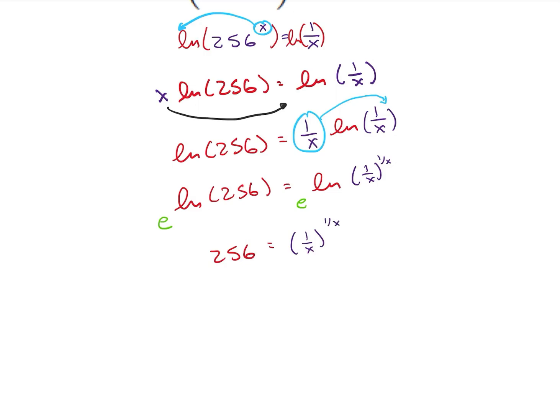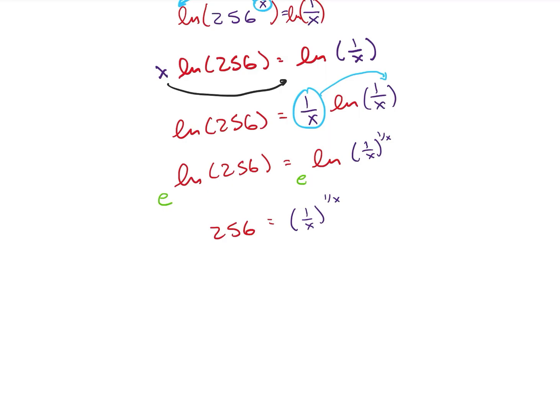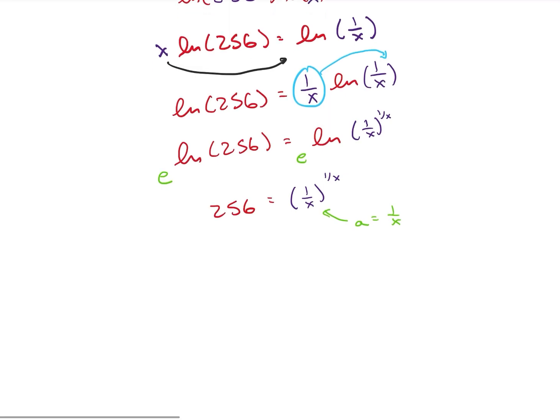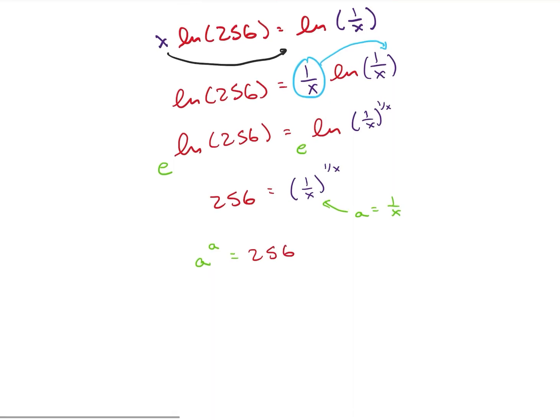Looking at this, let's try to figure out what's going on. If I call 1 over x equal to a, then I have a raised to a is equal to 256. And what is 256? 256 is 2 times 2 times 2, all the way up to 2 to the 8th. If I wanted, I could write that as 2 times 2 times 2 times 2, 2 times 2 times 2 times 2. You'll see why I did that in a second. Now that we've written that out, I see that I have 2 to the 8th power.